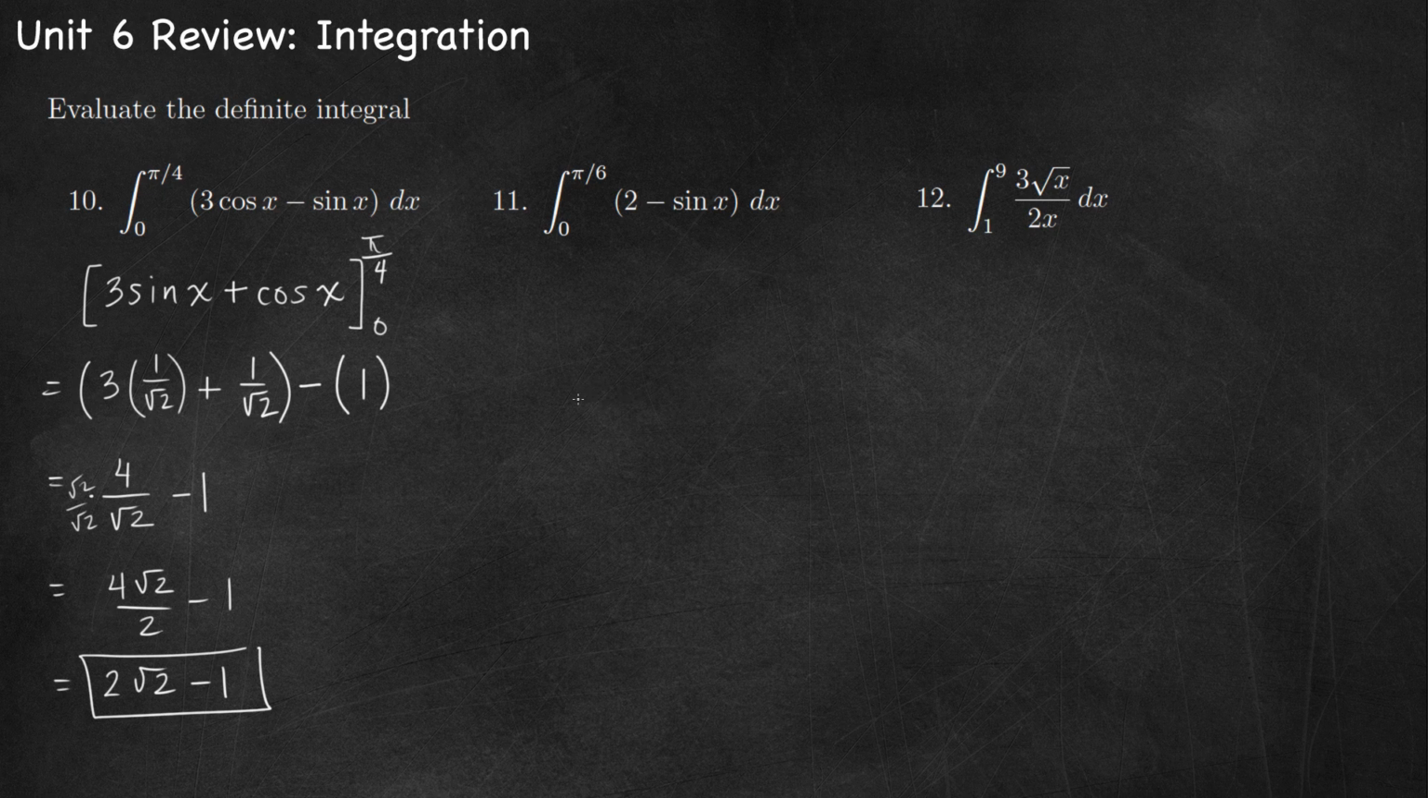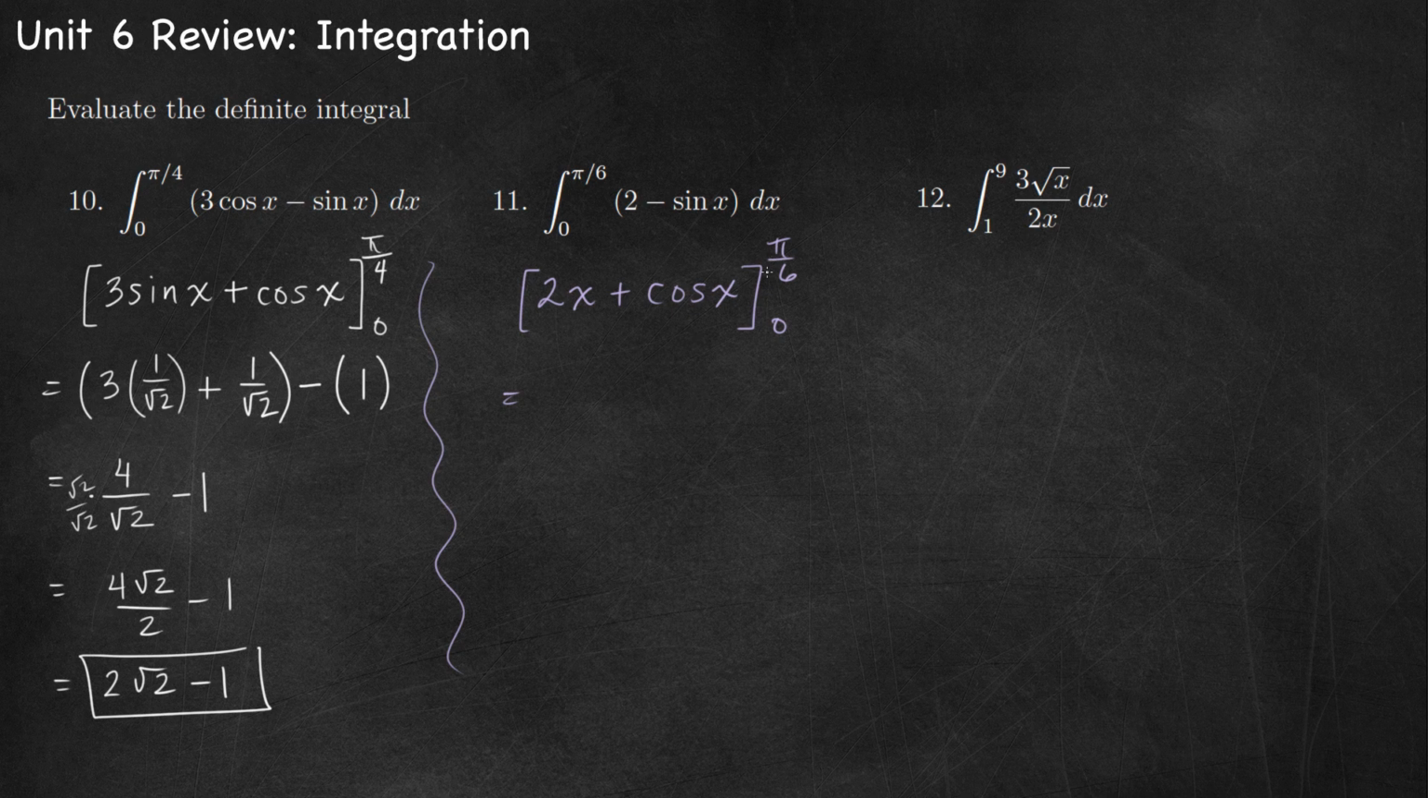Number 11, we're going to integrate 2 minus sine x times dx from 0 to pi over 6. So the integral of 2 is 2x, and then plus cosine x. Again, I'm doing a quick mental check. The derivative of 2x is 2. The derivative of cosine is negative sine x. So that works, and we evaluate from 0 to pi over 6.